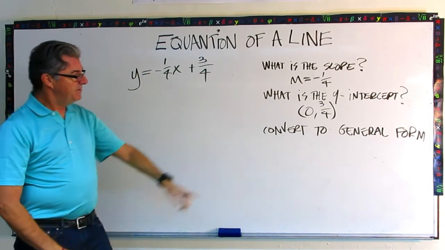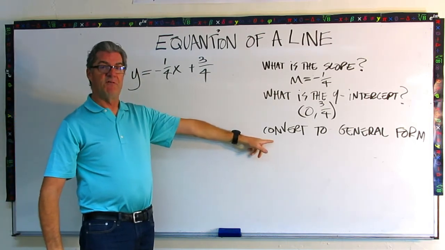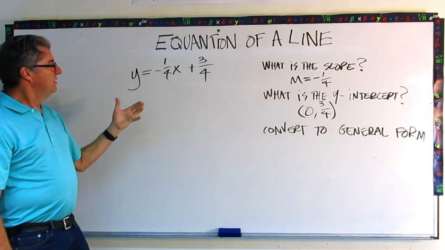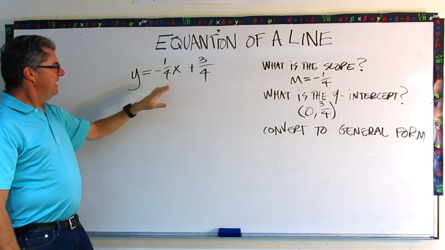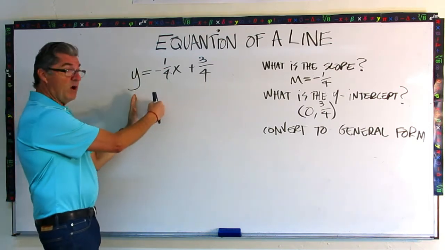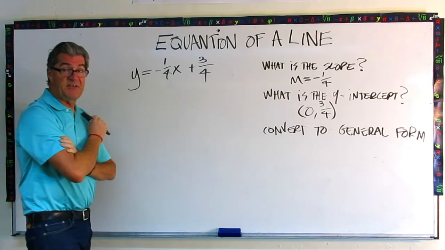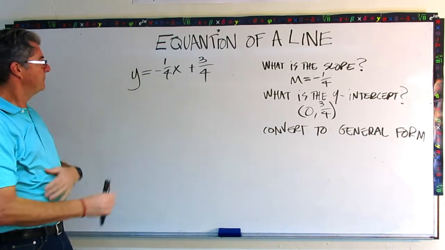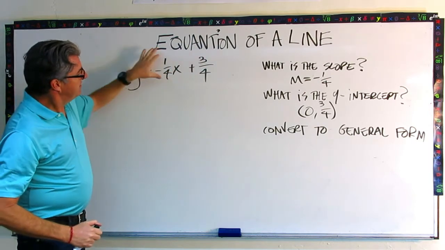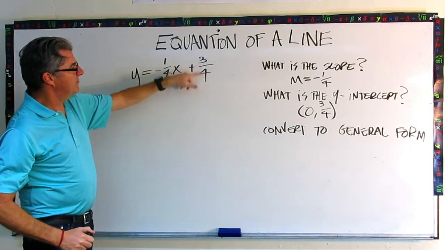Okay, this last step says convert this to general form. So right now this is not in general form. We have fractions, and we don't have our integers, and it's also not with the x and y on one side and the constant c on the other side. So let's do that. The first thing to do is get rid of these fractions. Now I have 1/4, -1/4, and +3/4.